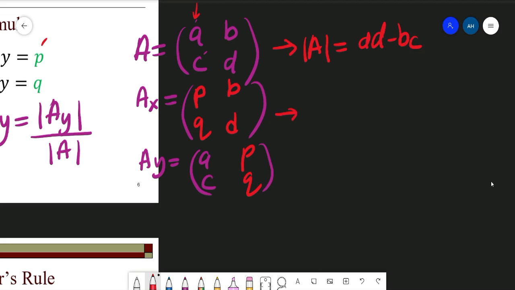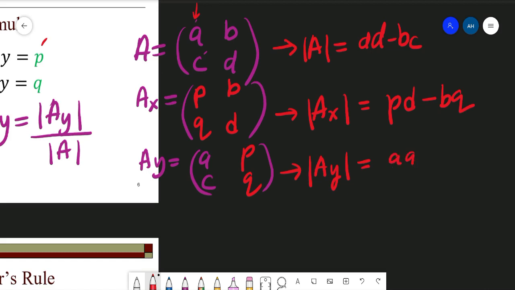From Ax, we can find the determinant of matrix Ax. It will be equal to P times D minus B times Q. From AY, we are going to find the determinant of matrix AY. That will be equal to A times Q minus P times C.